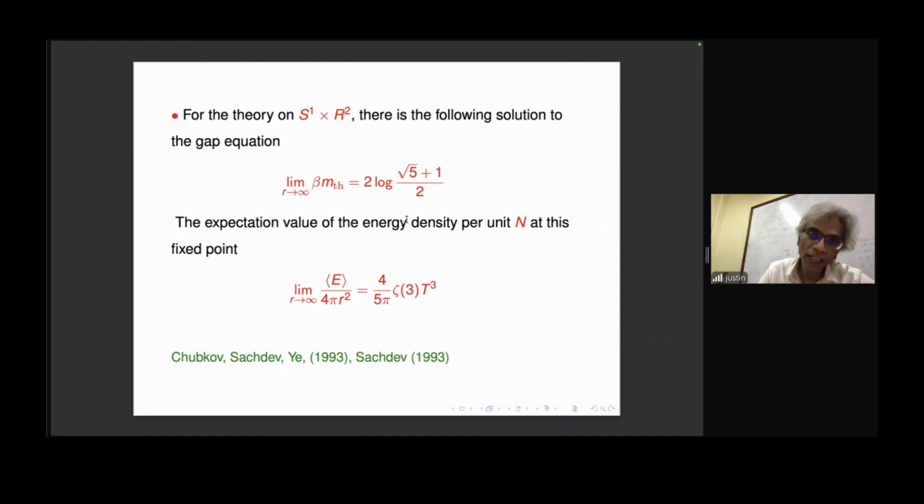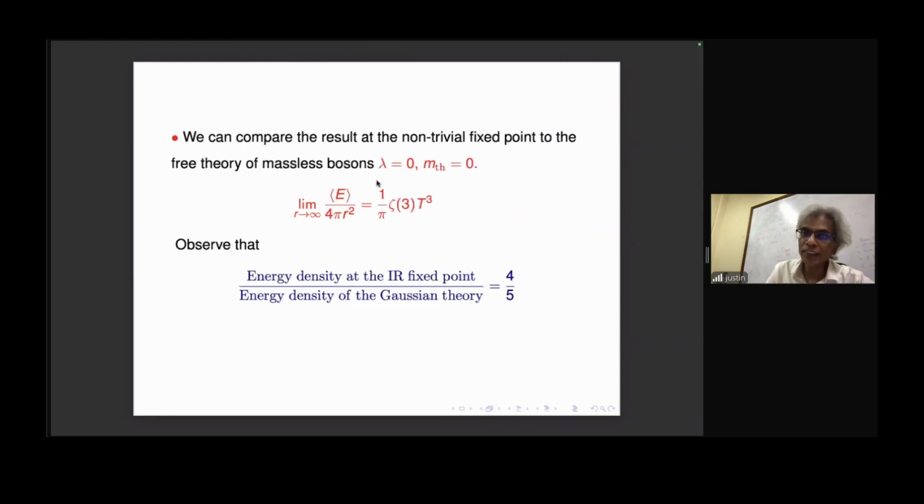When we substitute it back into the partition function and extract the energy density, you get this typical thermal CFT structure: the energy density goes as T cubed, there is this nice zeta function which comes about, and there is a factor in front. If you compare that non-trivial fixed point answer with that of the massless boson, which is lambda equals 0 and M_TH equals 0, the trivial Gaussian theory, there is a ratio very similar to the N equals 4 Yang-Mills, which has not been explained. There's a ratio of 4 by 5, but here, of course, we have a calculation method for this.